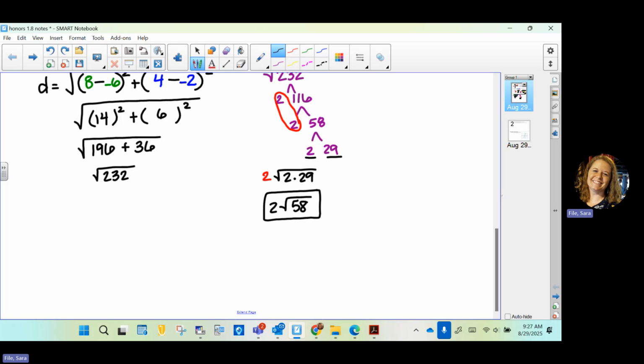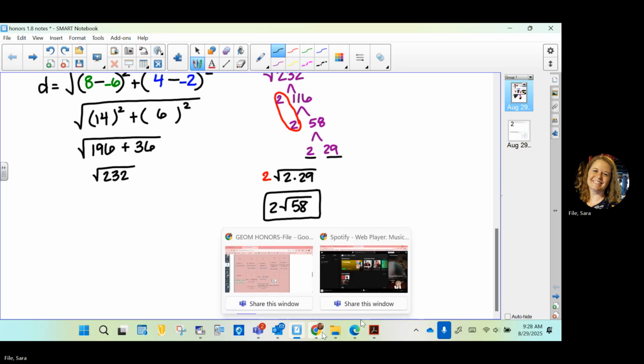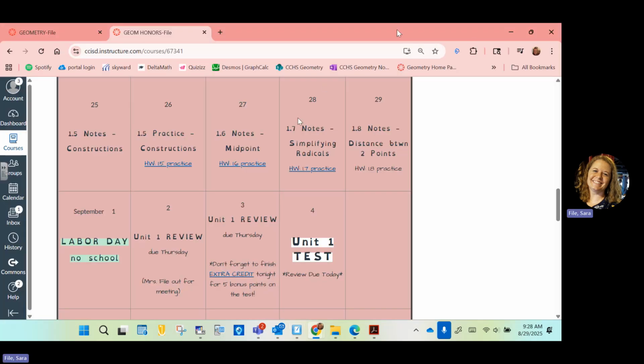Okay. Now in Desmos, I hated that. It's the little things.